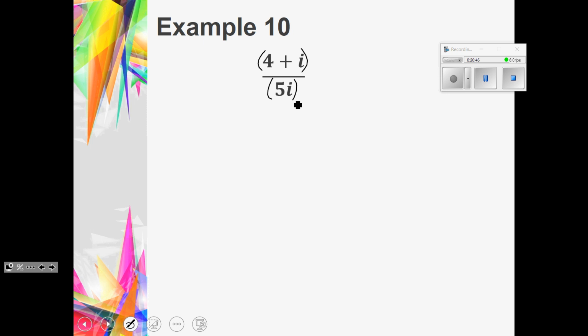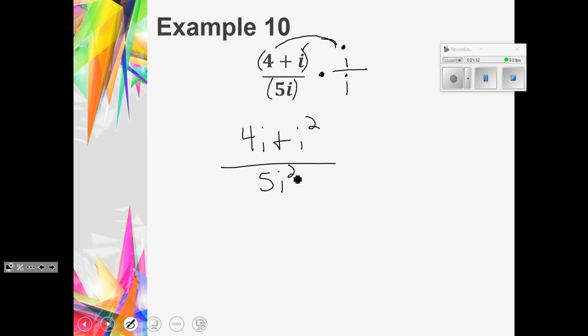So I just need to get rid of the i, and I'm going to tell you right now, you don't need to multiply by 5i because that'll just add extra simplifying. Just multiply by i. Multiply by i in the denominator. Okay, so I'm still going to distribute here. So this is going to become 4i plus i squared. And this will become 5i squared.